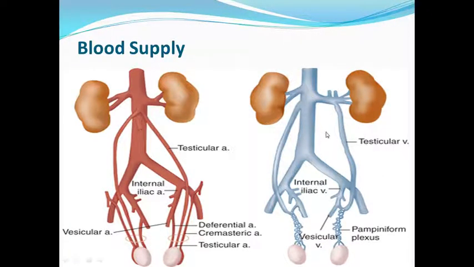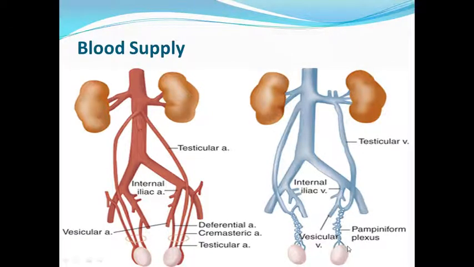Now talking about venous drainage. Similar to the arterial supply, we have the testicular vein, which drains the venous blood from the testis. But before the venous blood drains into the testicular vein, a venous plexus known as the pampiniform plexus is formed by the veins emerging from the testis. Yes, you can see the veins emerging from the testis. These veins are in the form of a plexus known as the pampiniform plexus. Pampiniform means like a vine.